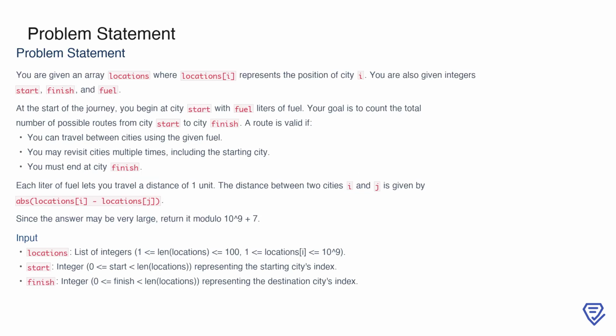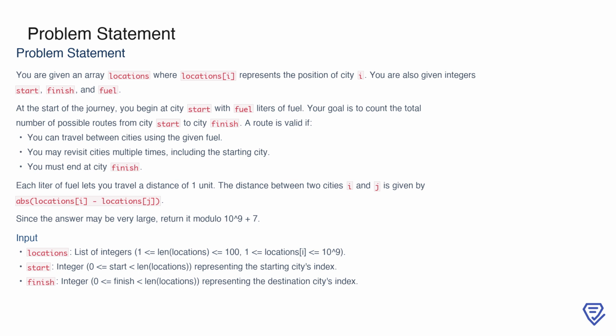In this problem, we are tasked with determining the total number of distinct routes you can take from a starting city to a destination city, under certain constraints. You are given an array called locations, where each element represents the position of a city on a one-dimensional line. Along with this, you are provided three integers: start, which is the index of the city where your journey begins; finish, the index of the city where the journey must end; and fuel, which represents the total amount of fuel available for the trip. The goal is to calculate all possible routes from start to finish, such that the fuel used along the way is sufficient for each step.